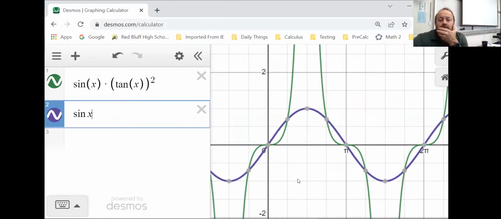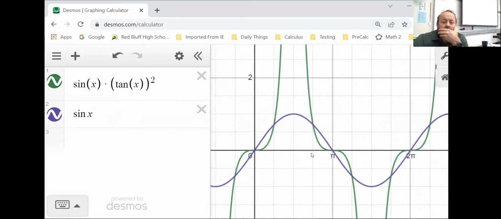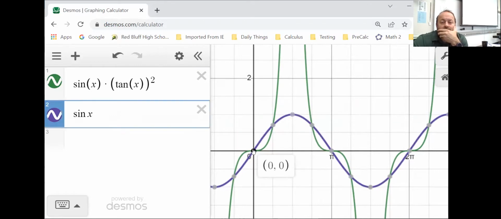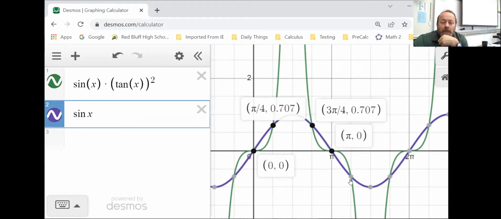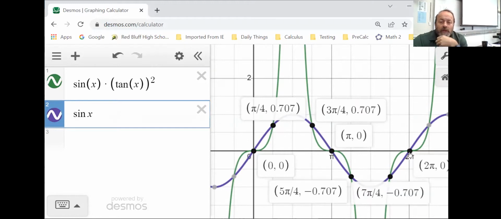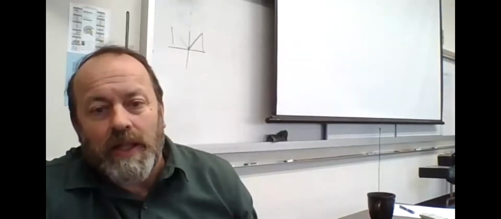Well, if you see those two waves kind of crisscrossing together, it looks like they hit here at 0. They hit here at pi over 4, 3 pi over 4, pi, 5 pi over 4, 7 pi over 4, and back to 2 pi. But you'll notice that in my list, I didn't include 2 pi because it was just a repeat of 0 itself. Okay, my last one.